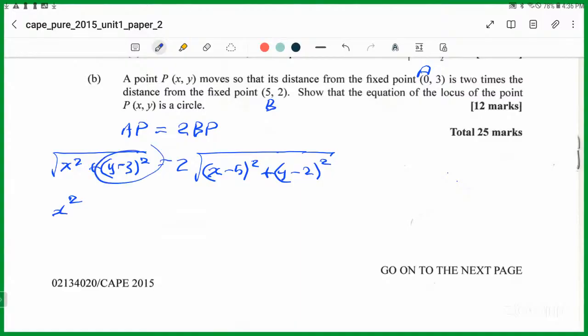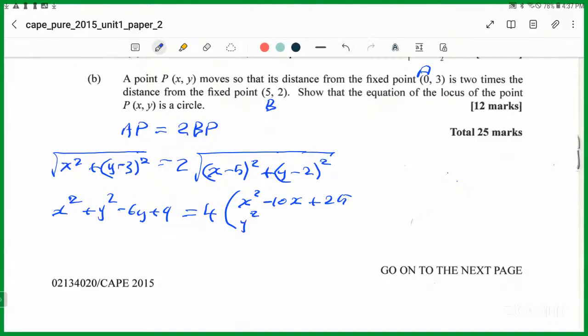We're going to expand this. We're going to get y squared minus 6y plus 9 equals. We're going to square this side now. It's going to become a 4, and the square root will be gone. We're going to expand this out now. So we'll expand this first. We're going to get x squared minus 10x plus 25. Expand this now. We're going to get y squared minus 4y plus 4.